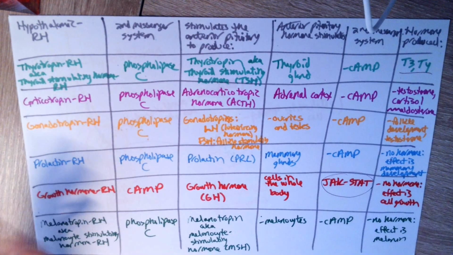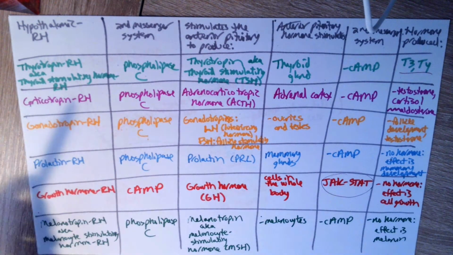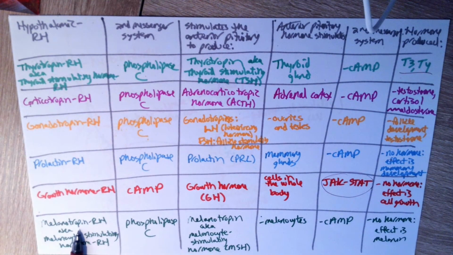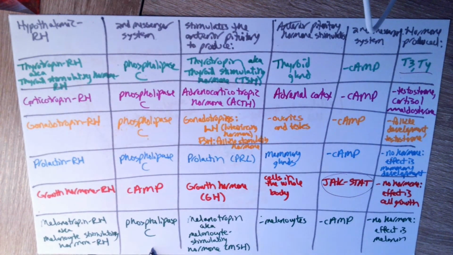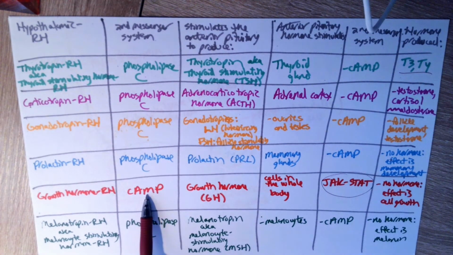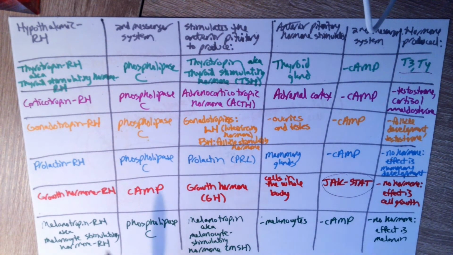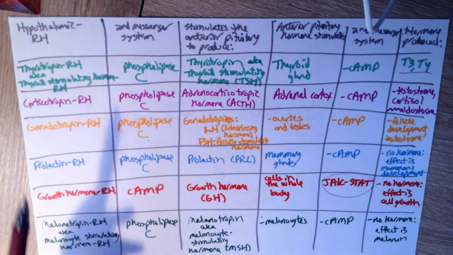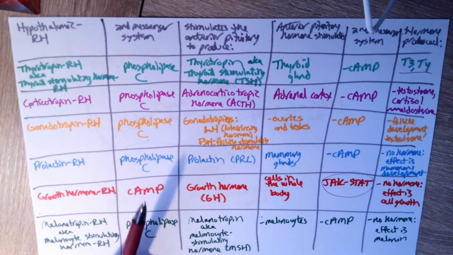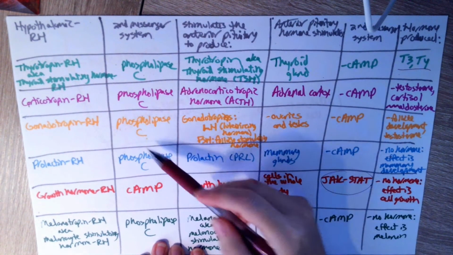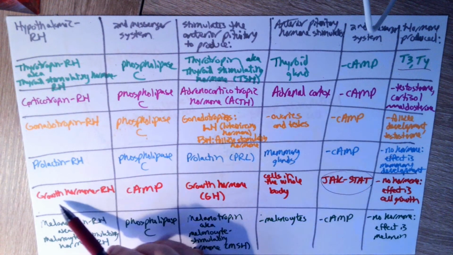So this looks like a whole lot of stuff, but there is a pattern here. If you just look at the releasing hormones, all of their second messengers are phospholipase C, except for growth hormone releasing hormone. So if on the test I ask what is the second messenger used by prolactin releasing hormone or thyroid stimulating hormone releasing hormone, or really any of them except for growth hormone, you would just say phospholipase C. So you just have to remember phospholipase C for all of the releasing hormones except for growth hormone releasing hormone.